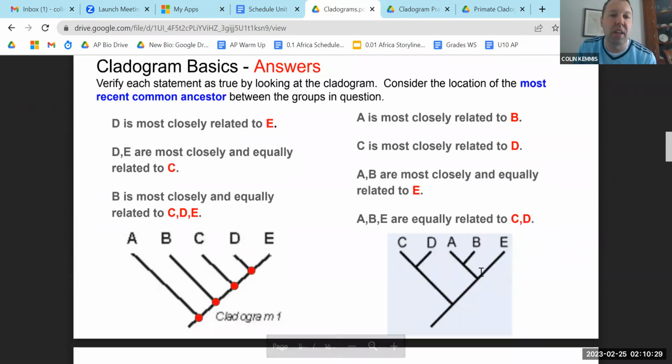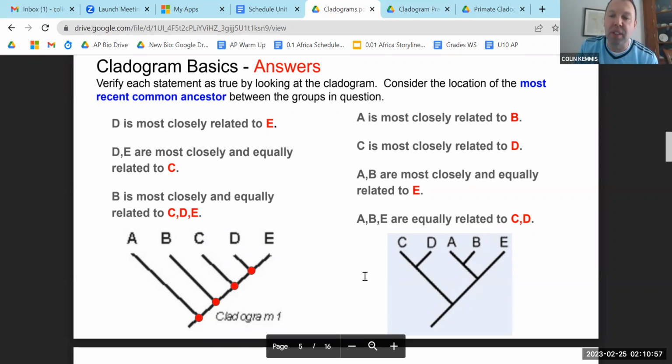All right, here's the next slide. D and E are most closely related. They're most closely related to C. Now, because they split here, they're equally closely related to C. Then B is most closely related to these, because remember, it evolved together with C, D, and E through this part, which A did not. So A is not most closely related to B.